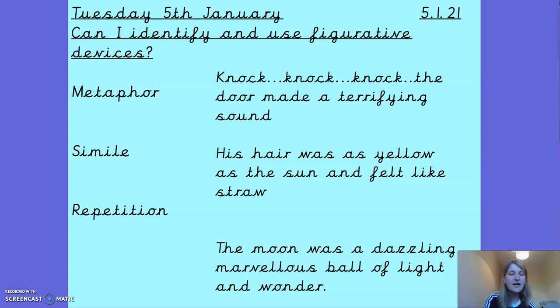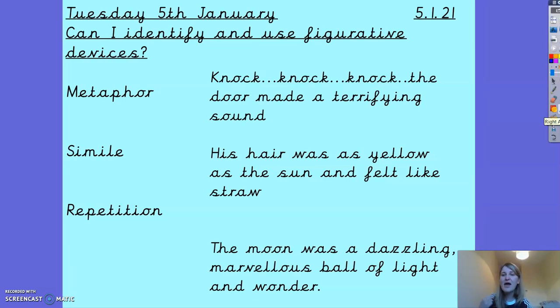All right, so if we start on our sentences at the top, we've got: knock, knock, knock. The door made a terrifying sound. Hopefully, straight away, we can see we've got that word knock repeated three times. And I think that's creating a lot of atmosphere, isn't it? I hope you like the sound effects. We've got that idea of tension as the knock is building.